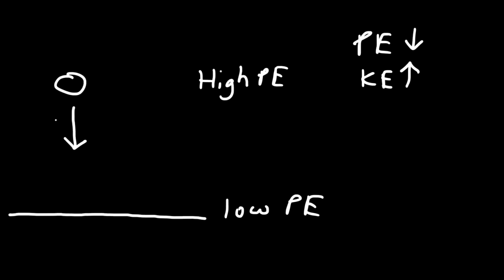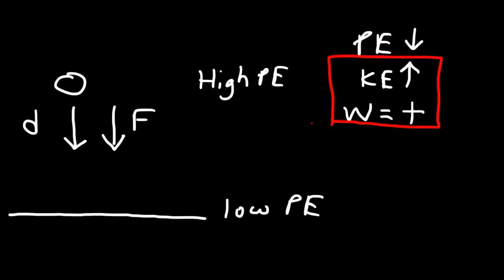Now, this ball is falling down, so its displacement vector is negative. It's going in the negative y direction. But the gravitational force acting on this ball is also in the negative y direction. So because the force and the displacement vector are in the same direction, the work done on this object is positive. And anytime the kinetic energy is increasing, the work done on that object is positive. So if the change in KE is positive, the work done on that object will be positive.